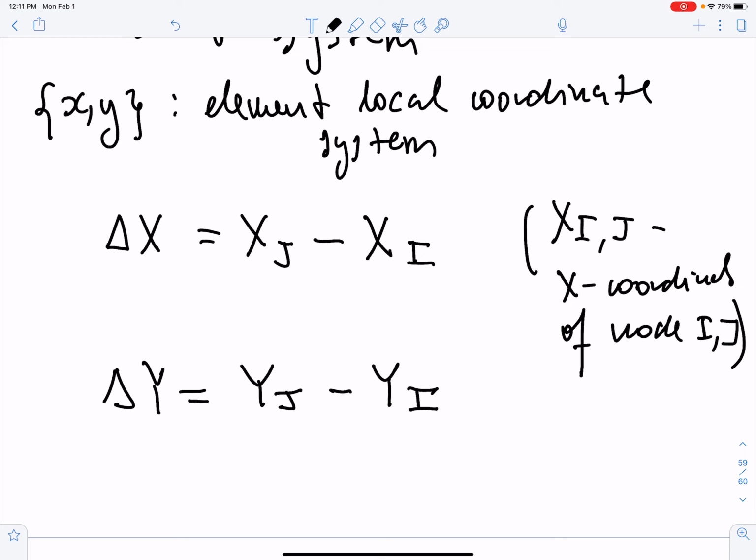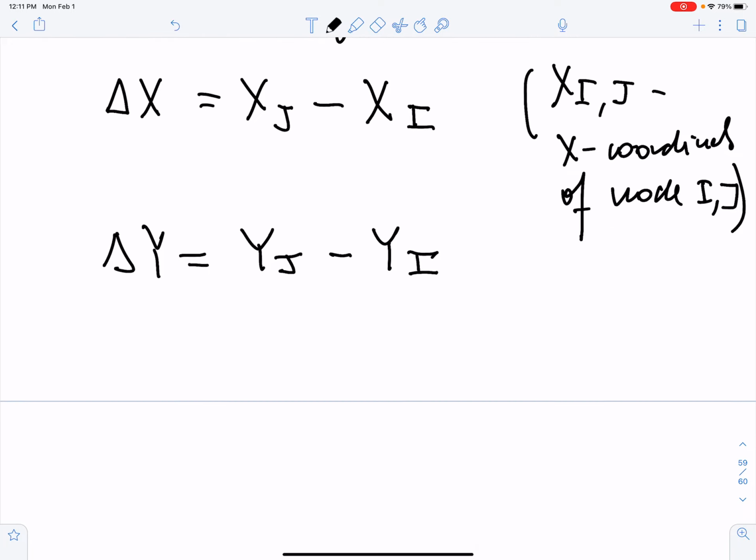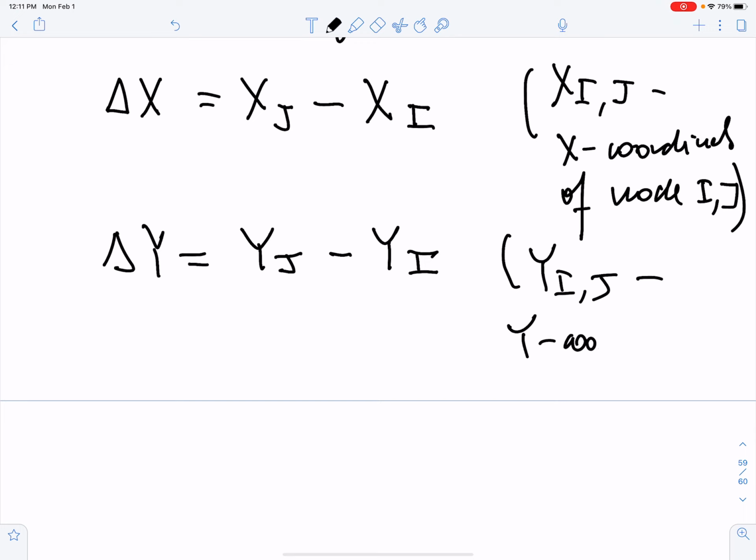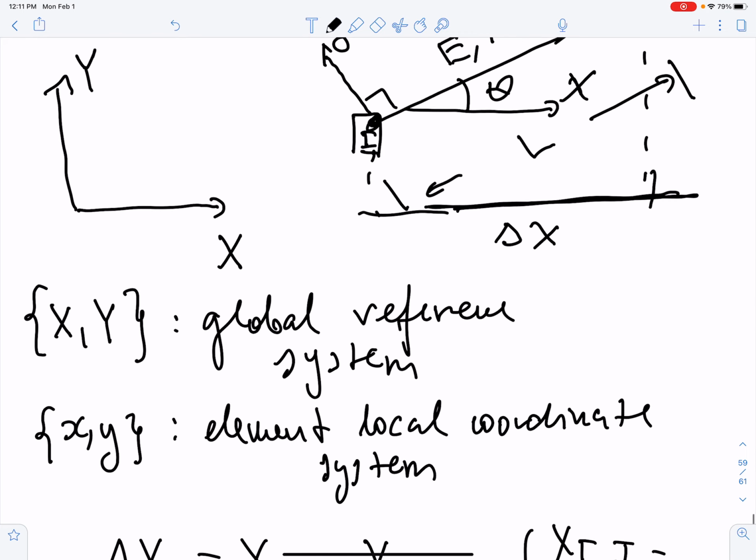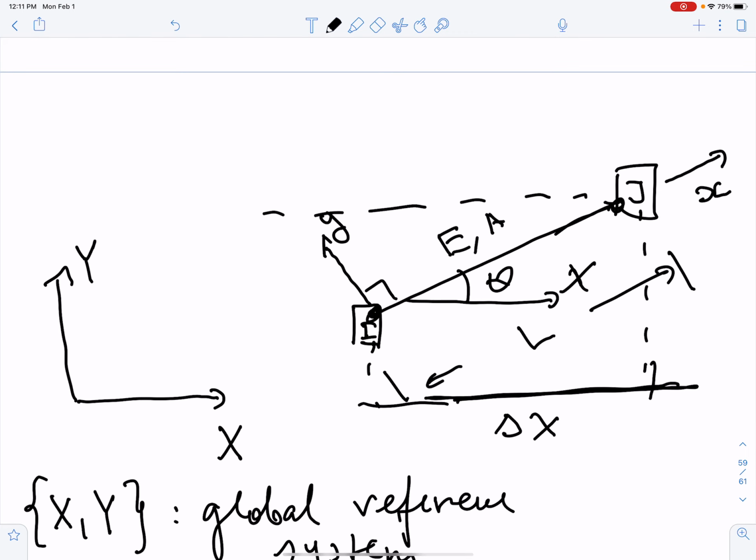Thinking ahead, if you have an element situated somewhere in space, you will need to figure out which one is node i and which one is node j. This bookkeeping aspect is up to you. And of course y_i and y_j are the y coordinates of node i or j, as before. If you look at the plot here, this distance becomes delta y.